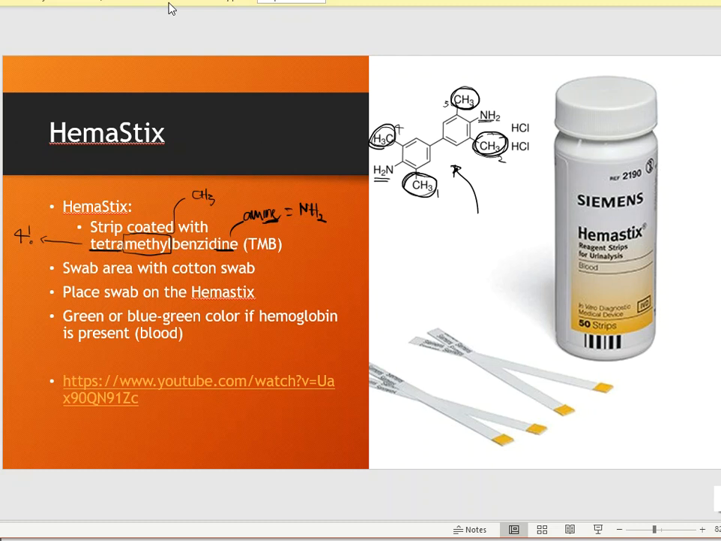Okay, so tetramethylbenzidine, TMB. So basically what happens is that you do something similar like you did with the Kastle Meyer test. You swab the area with a cotton swab, just like before. Then you place that onto the HemaStix. So the HemaStix you're seeing down here at the very bottom of your screen. And if hemoglobin is present, which is a very good sign that the sample is blood, the hemoglobin will make this strip turn green or blue-green color from what it was, okay?